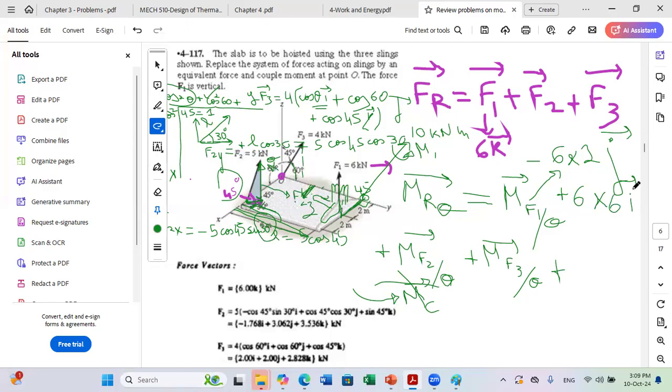We still just have the moment of F2 about O. Now for F2, we use the vectorial product. This is the easiest way. So let us call this point of application of our force C. So we have to do OC vectorial F2. So the moment of F3 about O, we said this is 0, because it passes by O. For F2, it's OC vectorial F2.